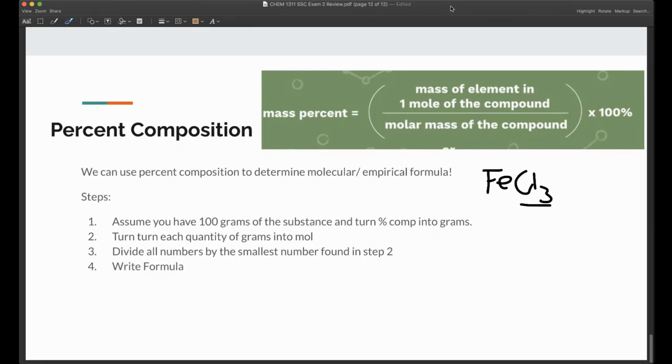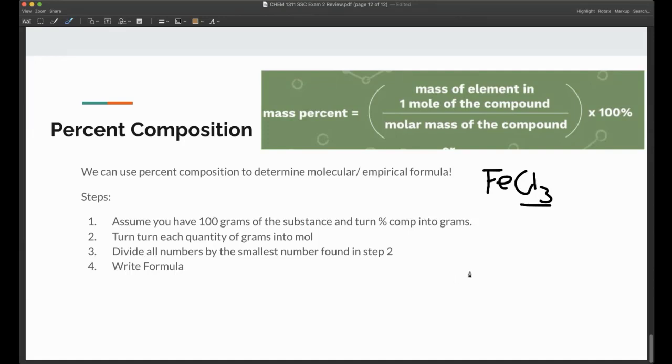I've listed out the rough steps here, but we'll go into more detail in the practice room. Essentially the steps are, you assume that you have 100 grams of the substance and you turn percent composition into grams. You can say it's 100 grams because just think of it as the whole part. If you divide the whole 100 grams into these elements in certain percentages, you can equate them into the respective grams.